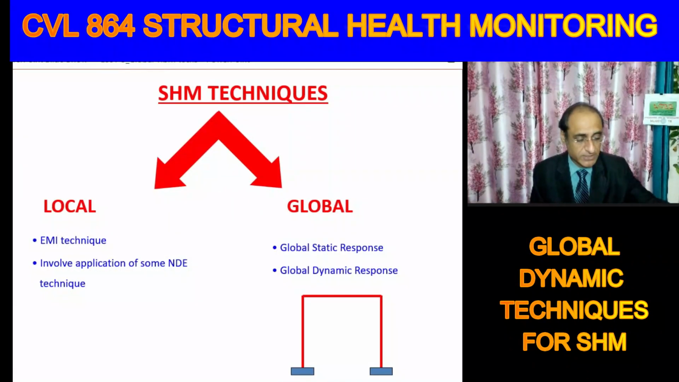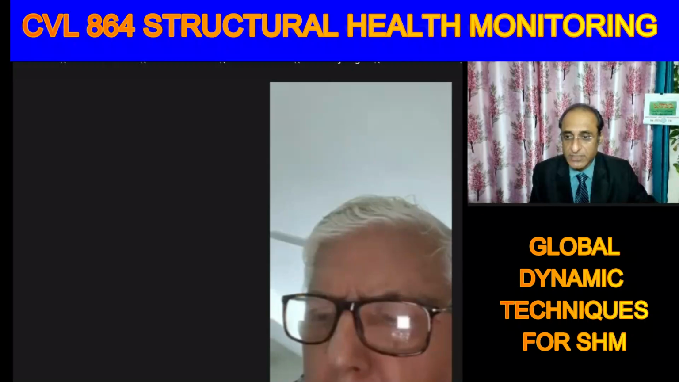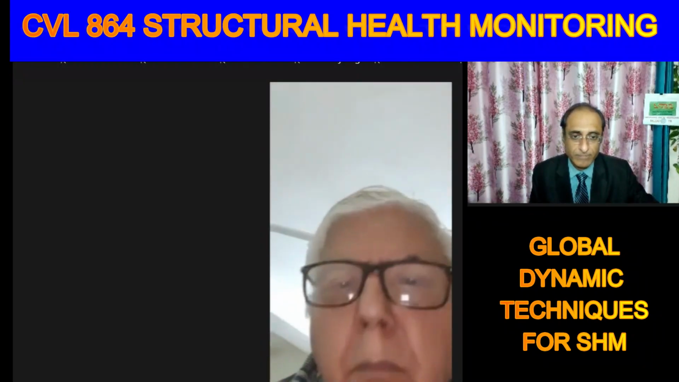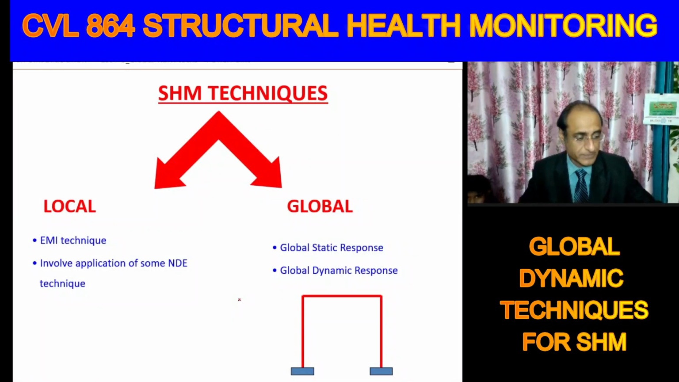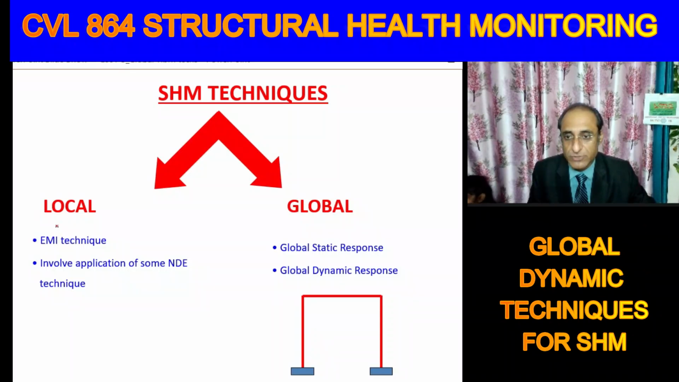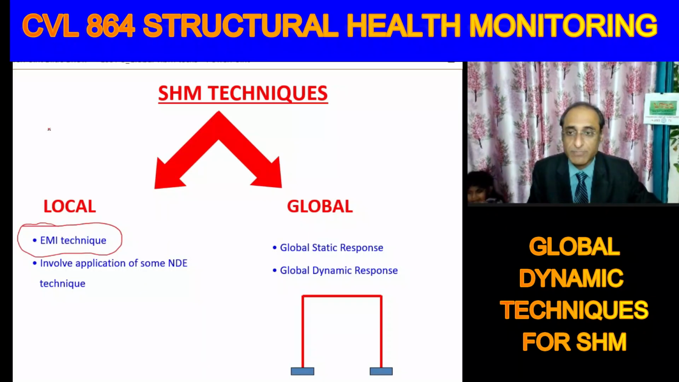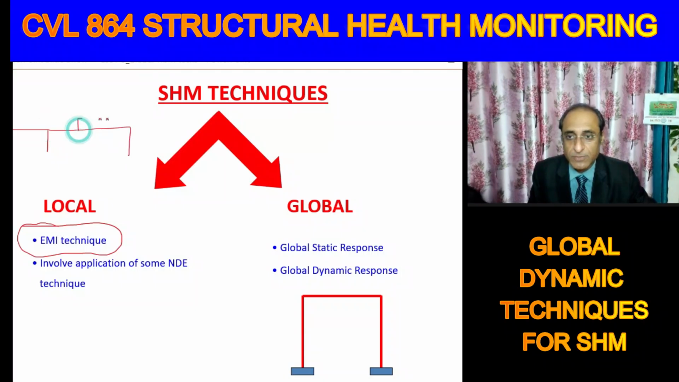So when we say the technique is local or global, this is what it means: the local technique acts at a local level, the component level. For example, we have the electromechanical impedance technique. Do you recall the electromechanical impedance technique we covered in the last lecture? Here piezo is used both as sensor and actuator. What we do is excite the structure through the piezo actuation.